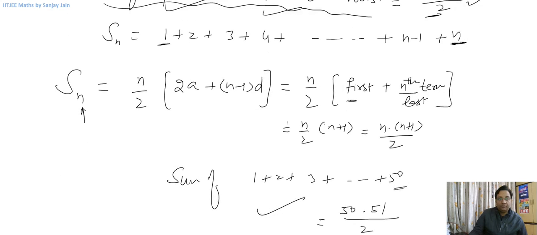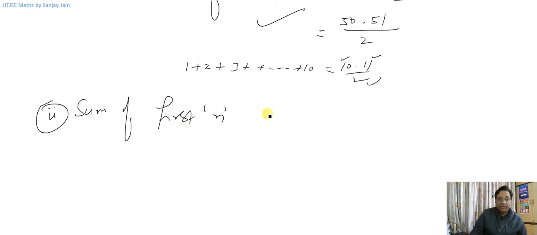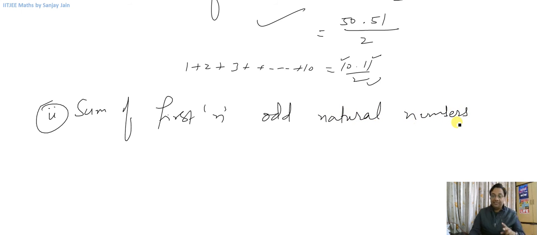Now using the same formula, let us find the sum of first n odd natural numbers. You need to memorize these sums that I'm talking about here, right? These should be on your tips, that the sum of first n natural numbers is n into n plus 1 by 2. Sum of first n odd natural numbers is n squared. This is what we are going to find out.